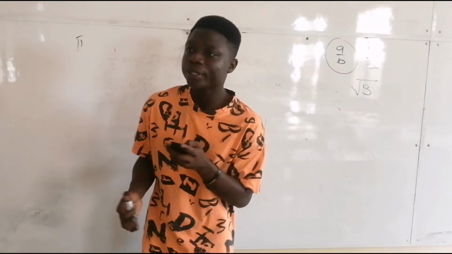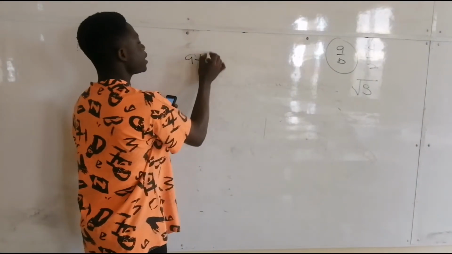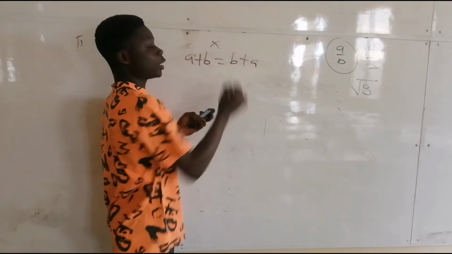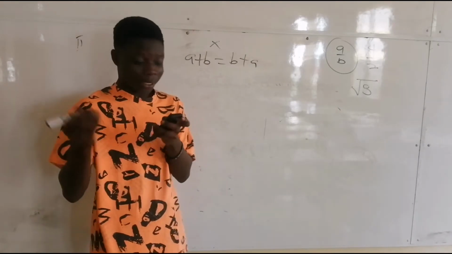So we have the commutative property. What is the commutative property? A plus B is equal to B plus A. So the commutative property is for both addition and multiplication, because 2 times 3 is the same as 3 times 2 and gives the same answer.